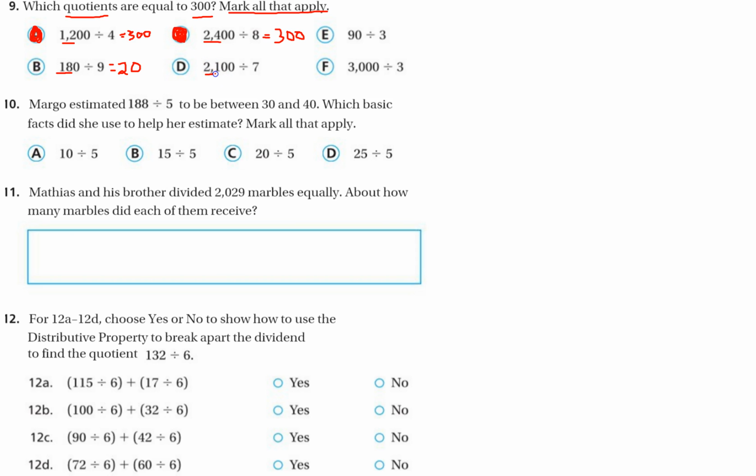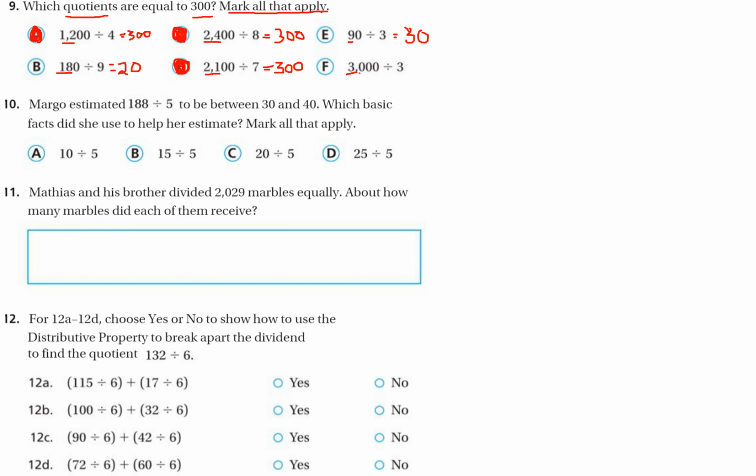Okay, next one. Look at this one. 7 goes into 21 3 times. Ignored 2 zeros. So I add 2 zeros to the back. Yep, that one equals 300 as well. Okay, let's look at this one. 3 can go into 9. 3, 6, 9, 3 times. I only ignored 1 zero, so it's 30, not 300, so nope, doesn't work.